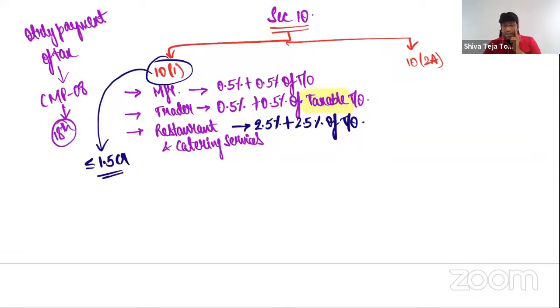In the reverse case, you are converting from composition to normal. When you were in composition, did you take credit? No. But now you are coming into normal. The law says, wow, when you are converting from composition to normal, whatever stock is there, on that stock please take credit. Enjoy. Such a brilliant benefit the law has given.